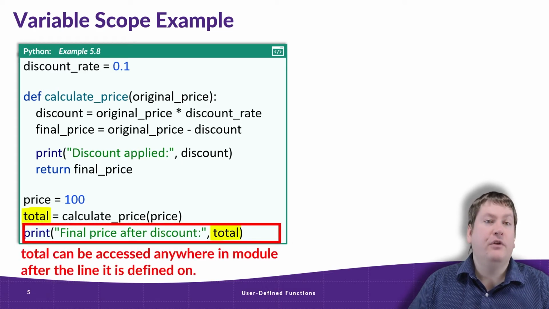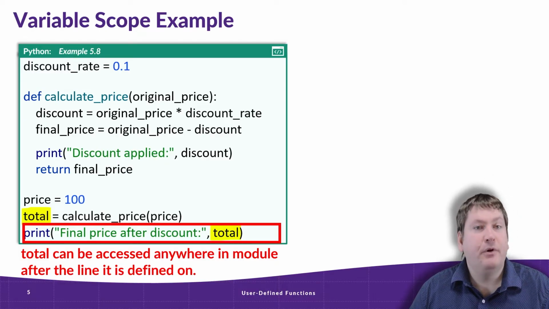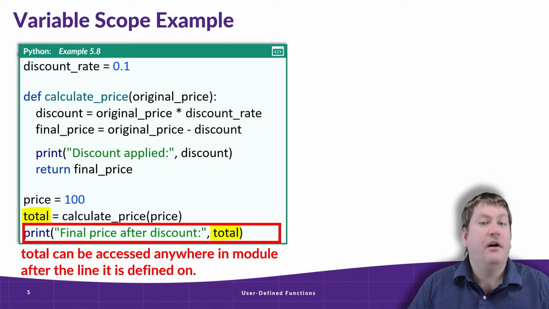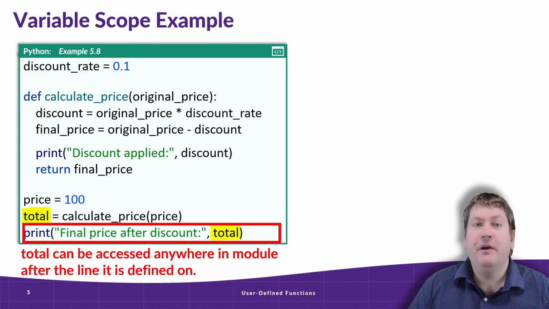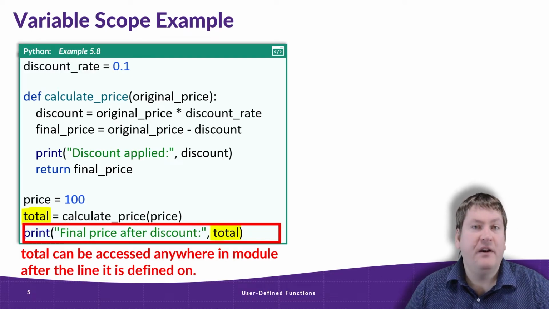Total is also a global variable, but it can only be accessed in the lines following it. And in this case, there's only one line following it in this program, so it can only be accessed on this print line. Understanding the different scope levels is very important, as it lets us know where in our code we can access and modify these variables.